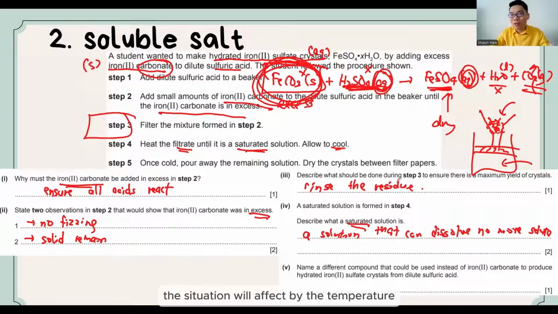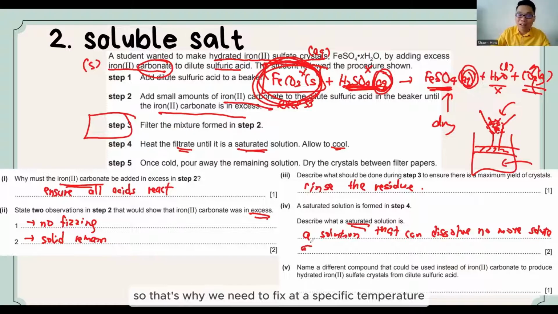But you need to know this situation is affected by the temperature. So if we increase the temperature, we can continue to add more. So that's why we need to fix it at a specific temperature.